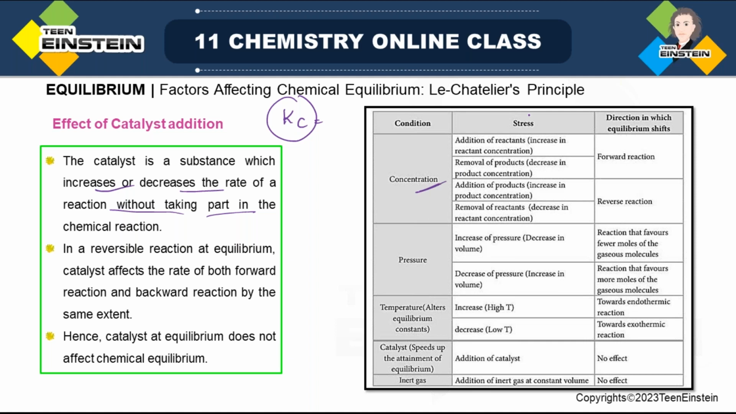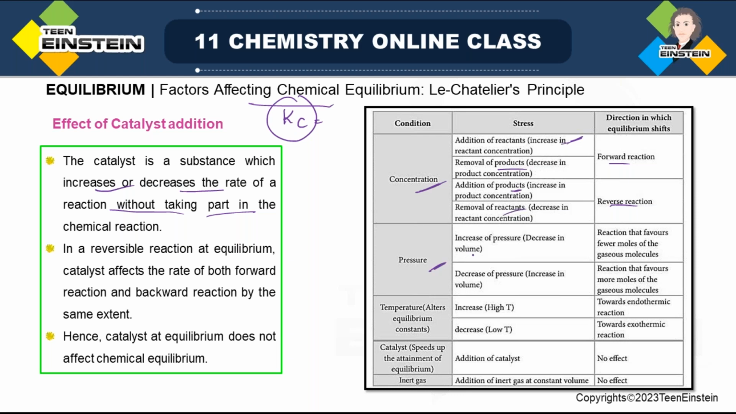Concentration is the first point we have discussed under factors affecting chemical equilibrium. We have seen that addition of reactants, that means increasing the concentration of reactant, will obviously shift the equilibrium in the forward direction. Similarly, if you are removing any products, then also the system will move forward. And if we are adding product, the system will come backward. And if we are removing reactant, then also the backward reaction.